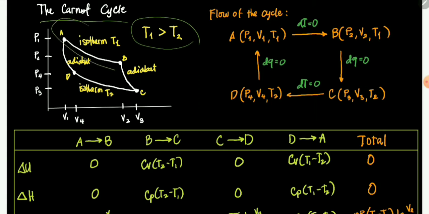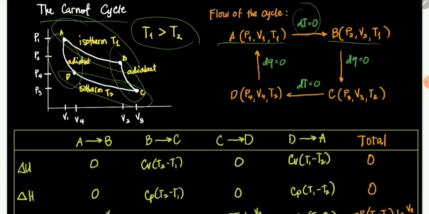It has two isotherms, T1 and T2, and it has the two adiabats right here. Let's consider this particular flow. From A to B, we have an isothermal expansion. This is that path, okay? And then from B to C, we have an adiabatic expansion, this one, okay? From C to D, we have an isothermal compression, okay?